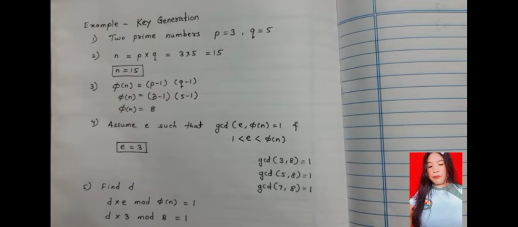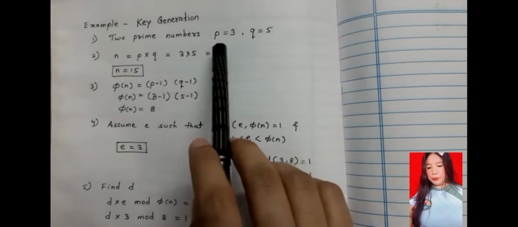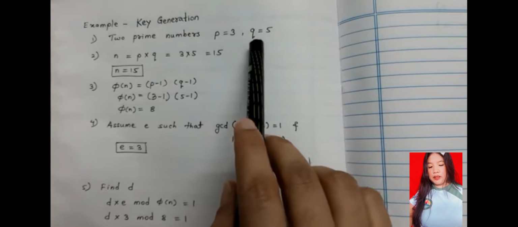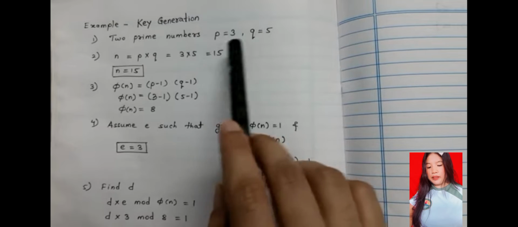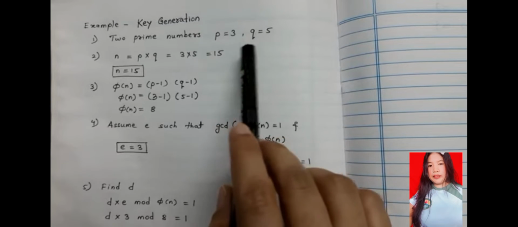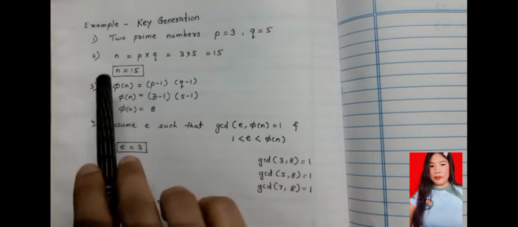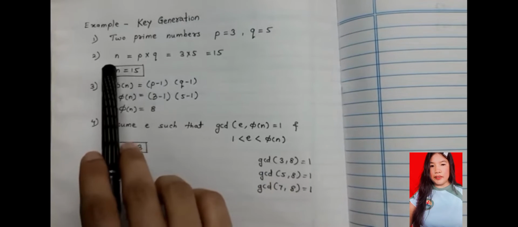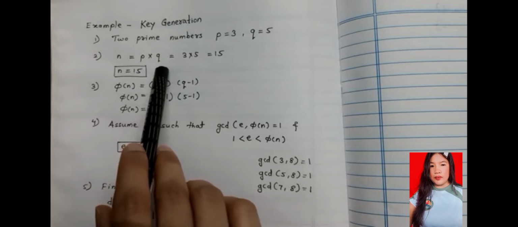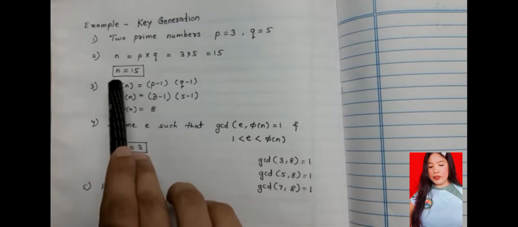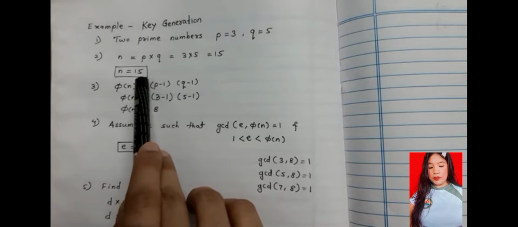Step 1 is to consider two prime numbers. Here the two prime numbers are P equals 3 and Q equals 5. The next step is to calculate the value of N. The formula for calculating the value of N is N equals P times Q. So 3 times 5 equals 15. So the value of N equals 15.